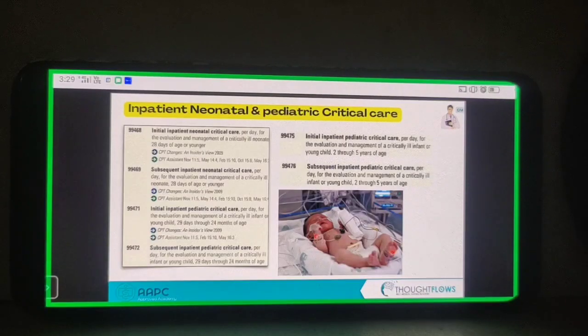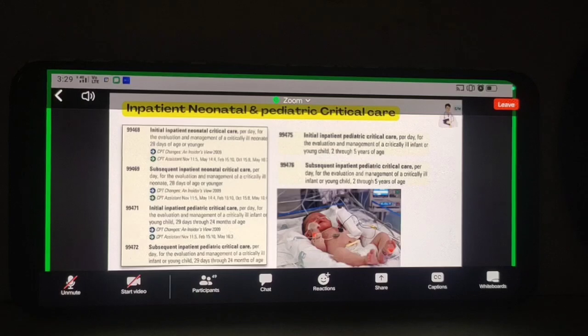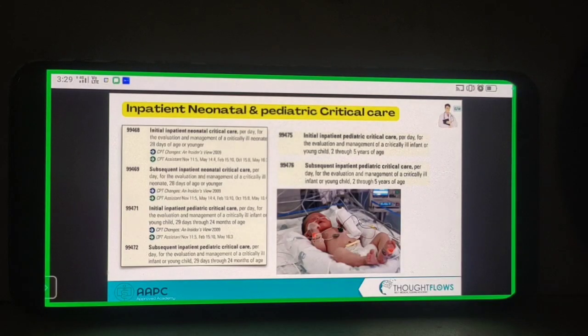Up to 28 days, the patient is considered a newborn. From the 29th day, the patient is considered an infant. So from the 29th day to 24 months, first day 99471, each additional day 99472.